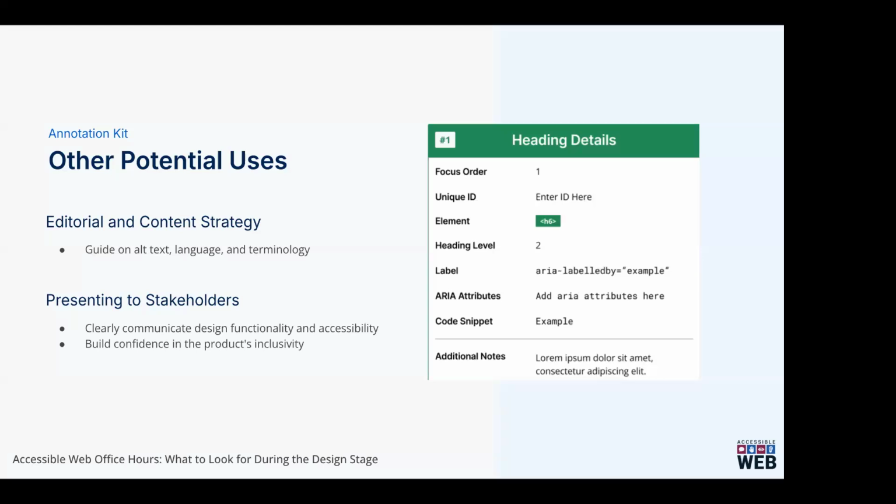In summary, the annotation kit is not just a tool for accessibility compliance, it's a versatile resource that supports better design practices, efficient workflows, and clear communication across all stages of a project. By incorporating annotations into our process, we ensure our designs are thoughtful, inclusive, and easily understood by everyone involved.